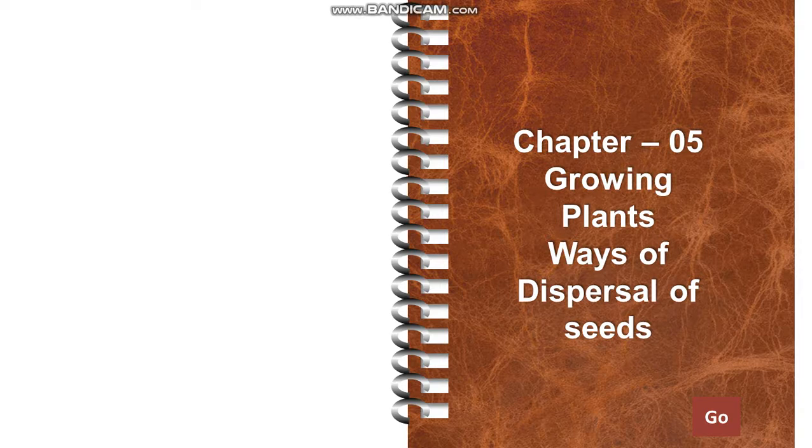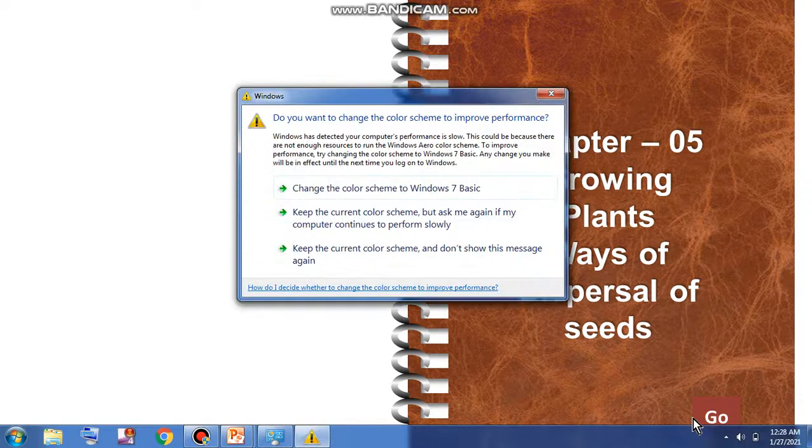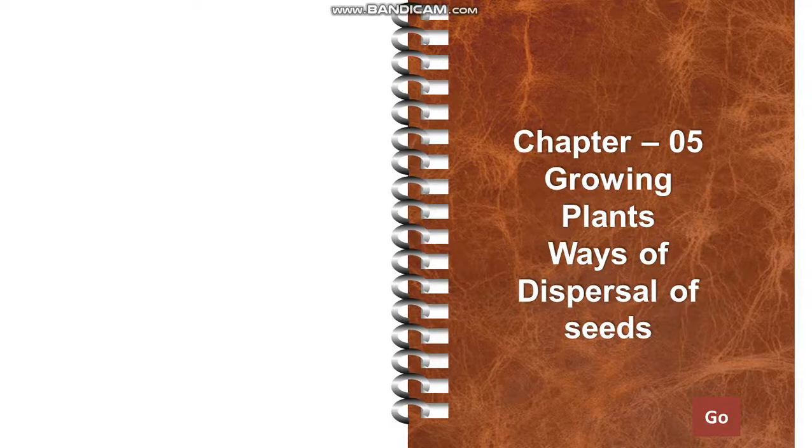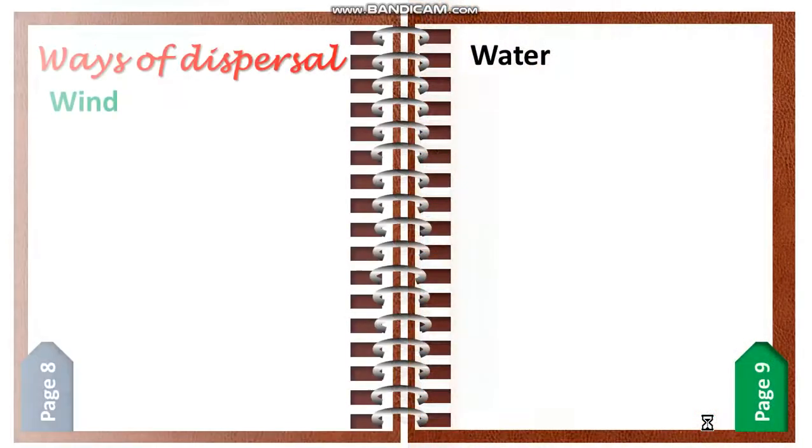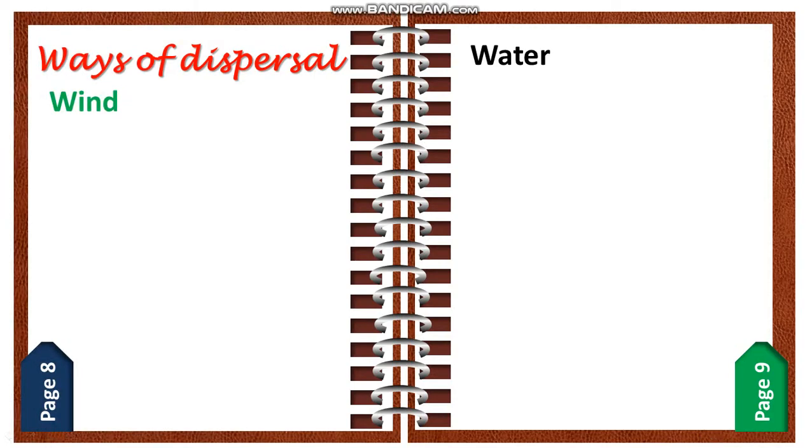In the previous video we talked about seeds which get dispersed by different agents like wind and water. In today's video, we will be discussing it in a more proper way. Dispersal is the scattering of seeds over a large area. Now, let us look at the different ways by which a seed gets dispersed.